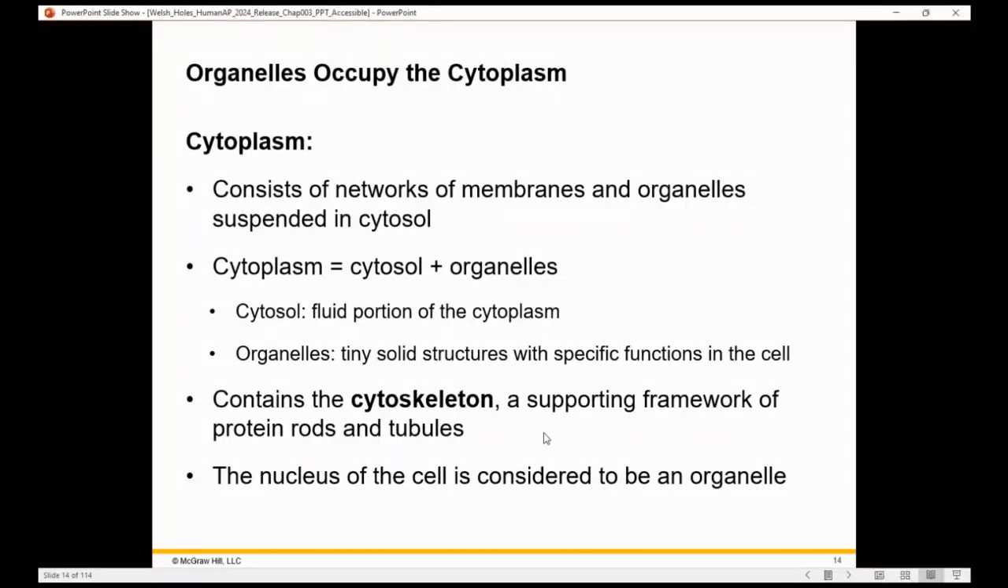The cytoplasm contains a cytoskeleton, which is a supporting framework of protein rods and tubules. Individuals have compared it to lots of cross sections of spider webs in a way, but much, much smaller. When you look at cells in the microscope, you will not see the cytoskeleton. Usually you have to have something like an electron microscope. The nucleus of the cell is considered to be an organelle.